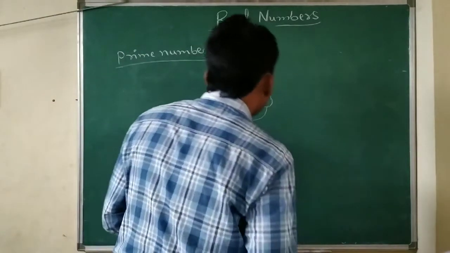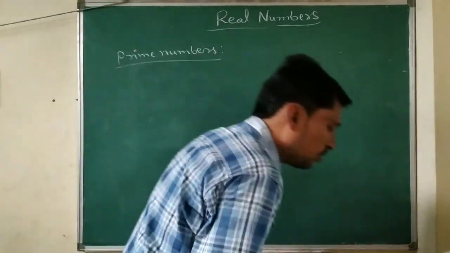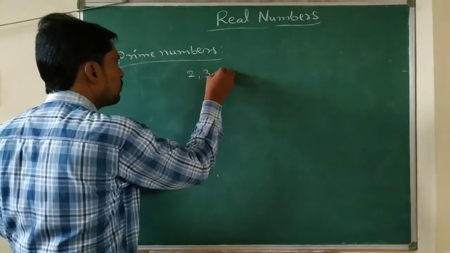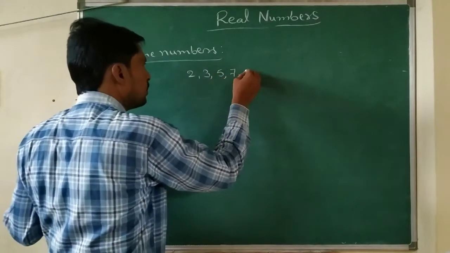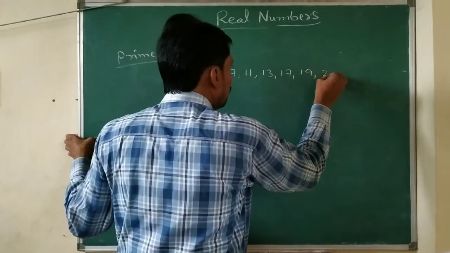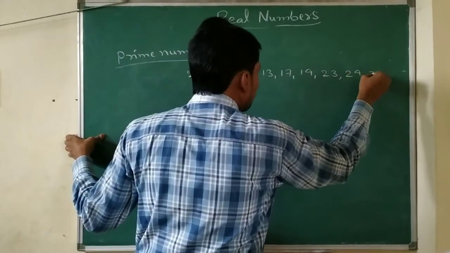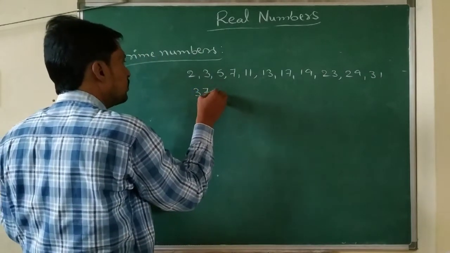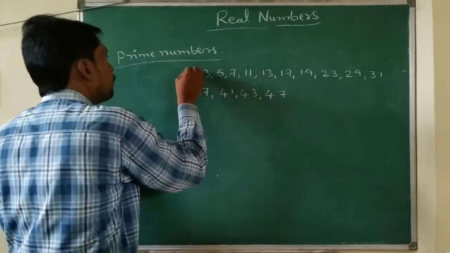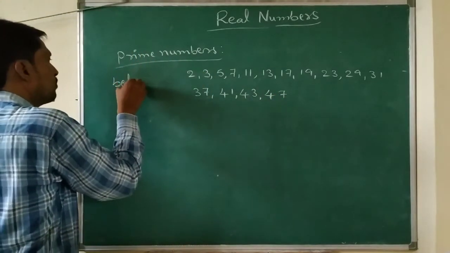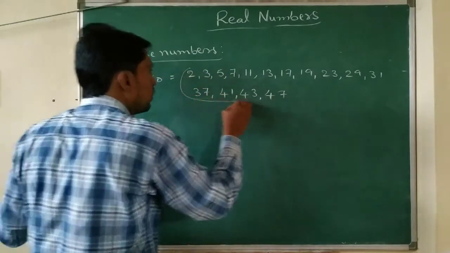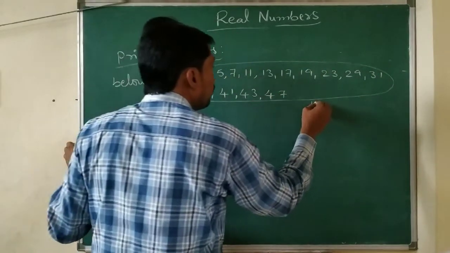Below 50, how many prime numbers are there? Below 50, the prime numbers are 2, 3, 5, 7, 11, 13, 17, 19, 23, 29, 31, 37, 41, 43, 47. These are all the prime numbers below 50. So in total, how many prime numbers are there? Total 15 primes.